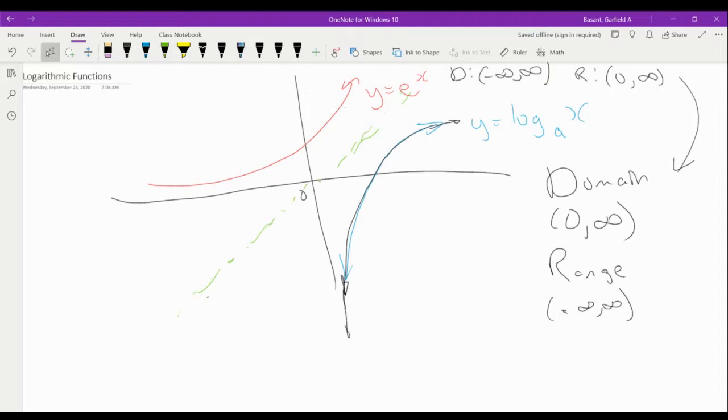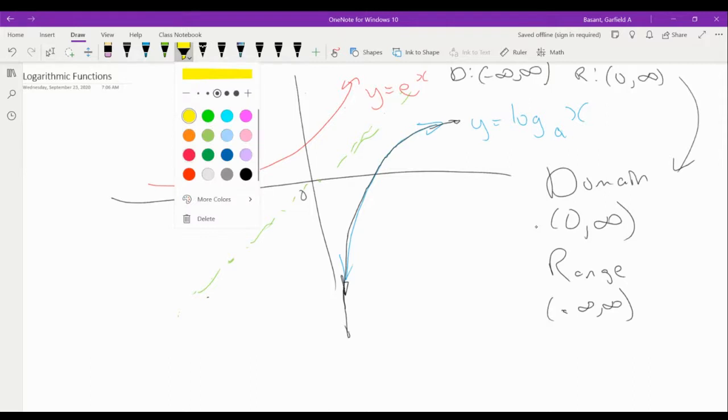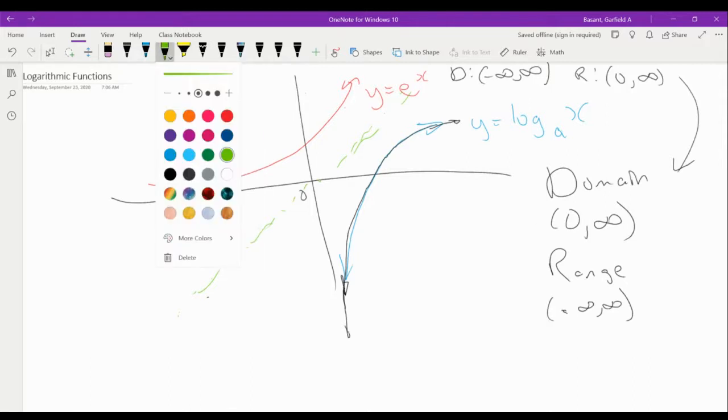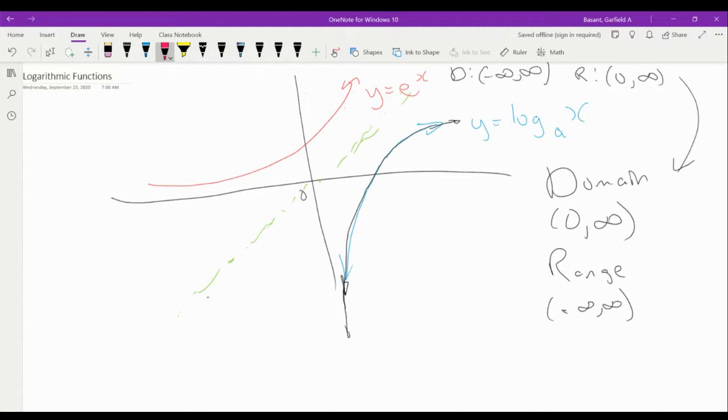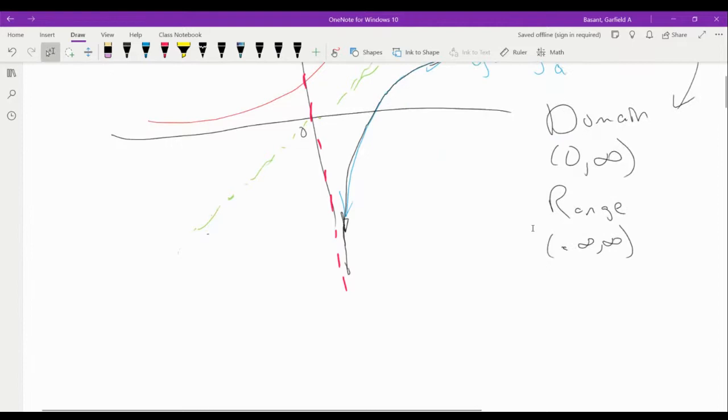Now, if you recall, for the exponential function, we had a horizontal asymptote. For the logarithmic function, we're going to have a vertical asymptote, and the vertical asymptote is x is equal to 0. So that is our vertical asymptote.